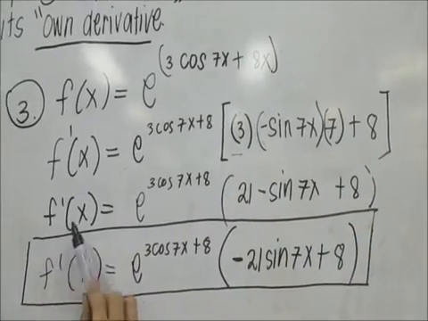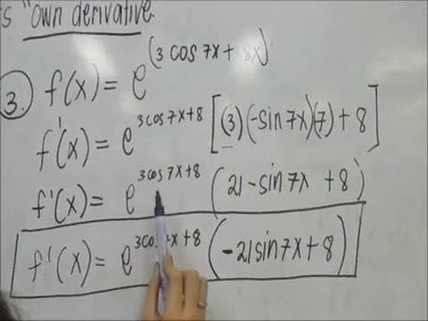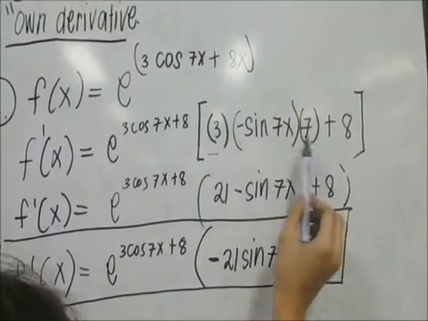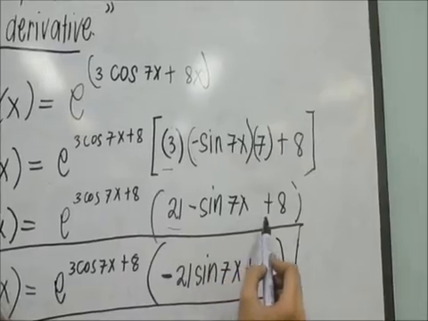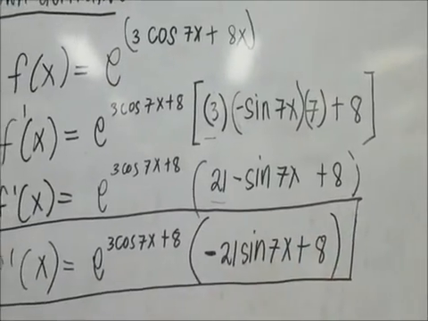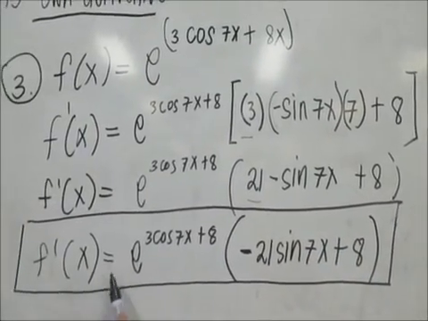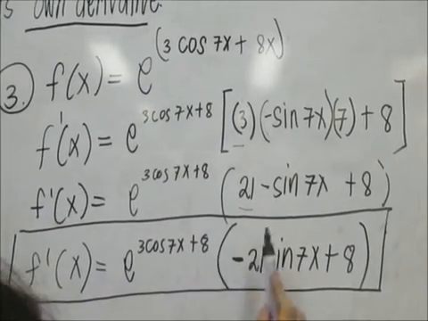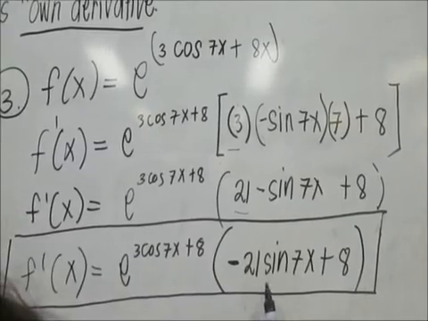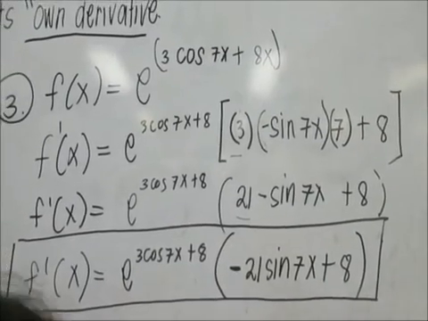So we have f prime of x equal to e^(3 cos(7x) + 8x) times negative 21 sine of 7x plus 8. So final answer, f prime of x is equal to e^(3 cos(7x) + 8x) times the quantity negative 21 sine of 7x plus 8.